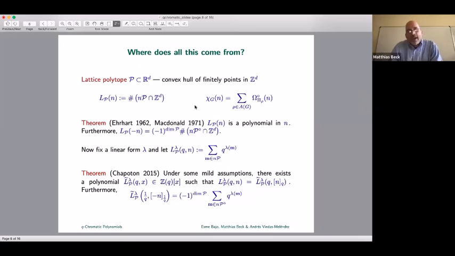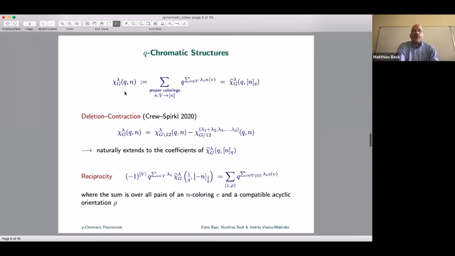And here are some things that anybody who works on graph theory will probably expect. There's a deletion contraction formula, and in fact, this is just a corollary of work by Logan and Sophie. So for this deletion contraction to work, you have to now vary the lambdas, correct?